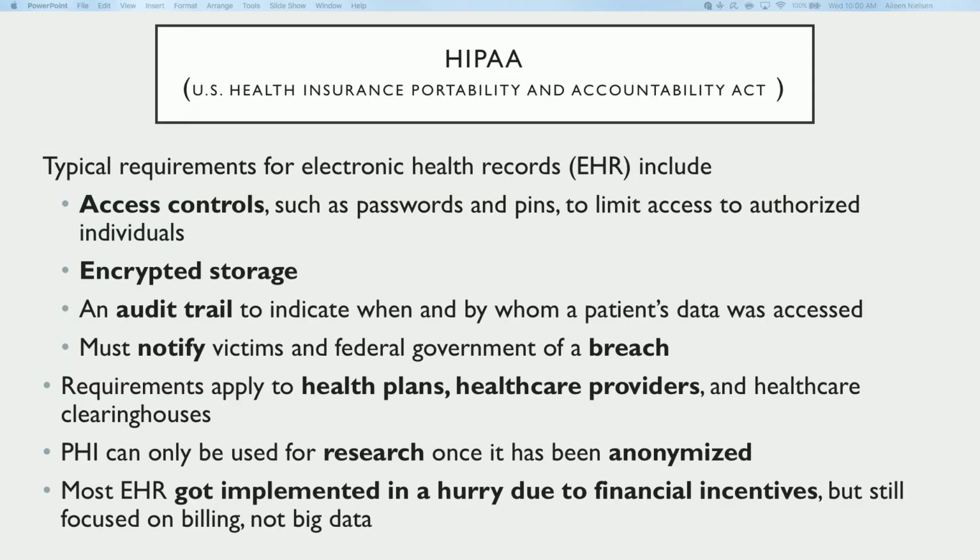Requirements apply to health plans, healthcare providers, and healthcare clearinghouses. So essentially anyone who is servicing a healthcare provider or a health insurance company has these requirements. This information can then only be used for research once it has been anonymized, and we will talk about anonymization in a little while. And finally, as a reminder, most electronic health records got implemented due to billing motives, but they also got implemented in a hurry due to financial incentives. So not only were they crafted for billing, but they were crafted in a hurry.